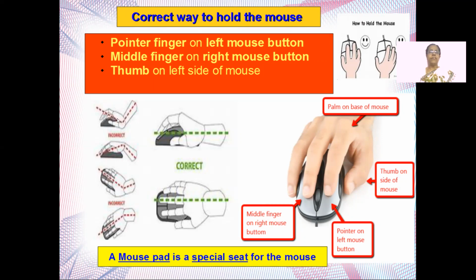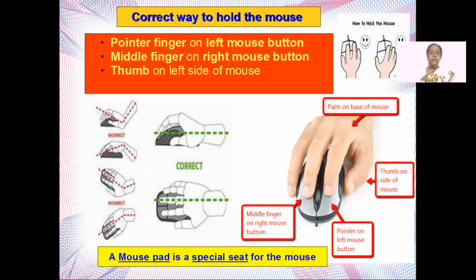So you can see the different ways. Should you catch the mouse like this? No. Should you catch it like this? It's an incorrect way. Should you press the mouse? No. So this is the correct way of holding it. See, pointer finger. And the middle finger should not be here. It should be on the right side. See, should you hold it like this? This is more clear. Yes, pointer finger on the left mouse button.